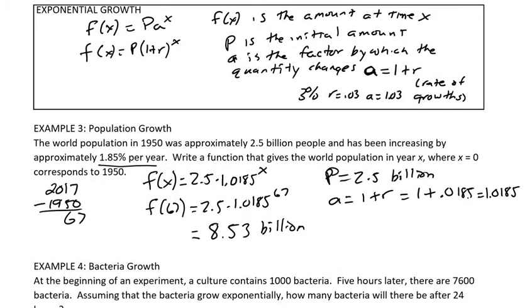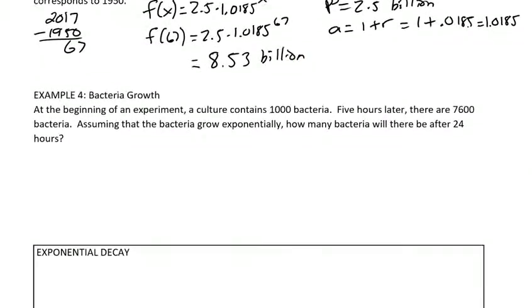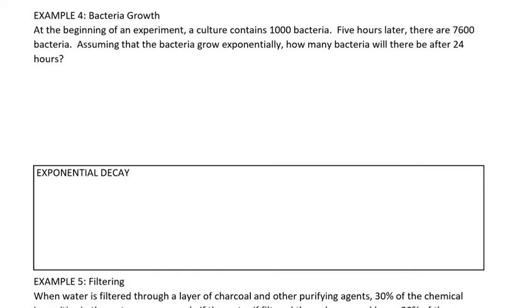Alright, so another example. At the beginning of an experiment, a culture contains 1,000 bacteria. 5 hours later, there are 7,600 bacteria. Assuming the bacteria grow exponentially, how many bacteria will there be after 24 hours? Okay. Well, we have an initial amount P. We don't have a growth rate, and we don't have an A right now, but we need to write a function f of x equals P times A to the x, and then in the end we're going to find f of 24, which is what they're asking us to find.